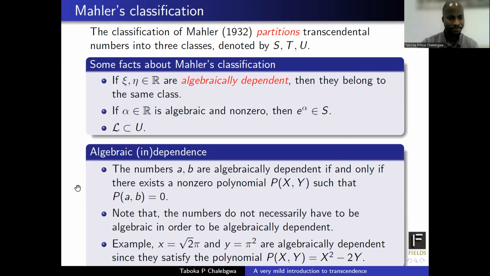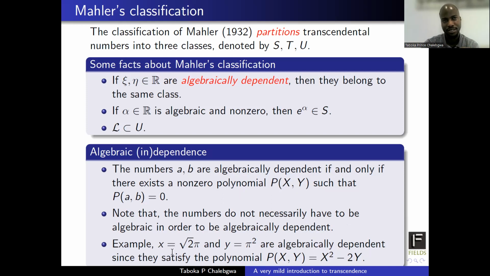So indeed, in the lower part of the slide I have included a few notes about the definition of algebraic dependence or independence, just in case it was the first time we encountered it. We said two numbers A and B are algebraically dependent if and only if we can find a non-zero polynomial in two variables, with integer coefficients, such that P of A, B is 0. Note that the numbers do not necessarily have to be algebraic in order to be algebraically dependent, and we give an example there.